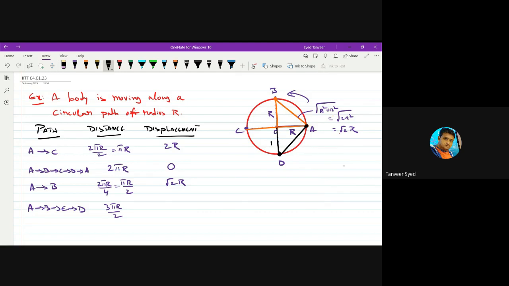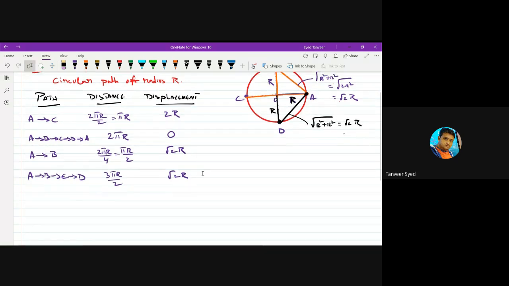This is the radius. This is already the radius. From triangle OAD, which is the right angle triangle, this is the hypotenuse. Hypotenuse is root of side square plus side square. This is again root 2 into r. So this displacement is also root 2r. Like this, you can calculate distance and displacement in any given situation, which is a very fundamental and basic thing in studying motion, distance and displacement.